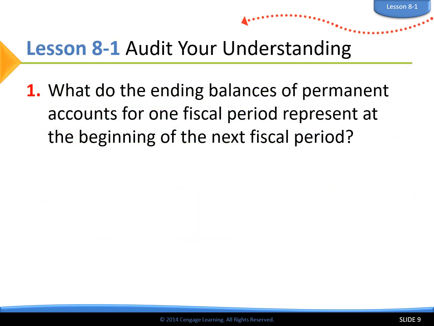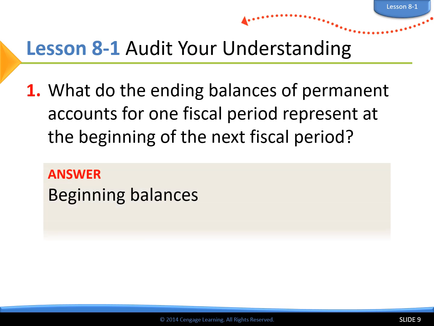All right. So let's answer these questions. What do the ending balances of permanent accounts for one fiscal period represent at the beginning of the next fiscal period? Okay, what we ended with, right, for one fiscal period, what is that going to be for the next fiscal period? It's going to be the beginning balance, right?